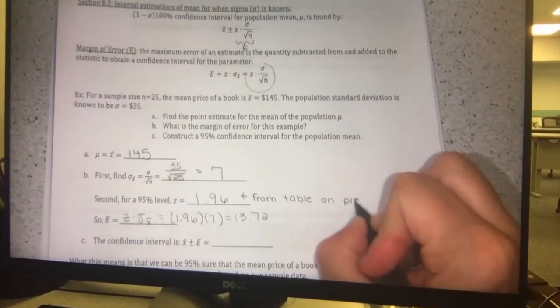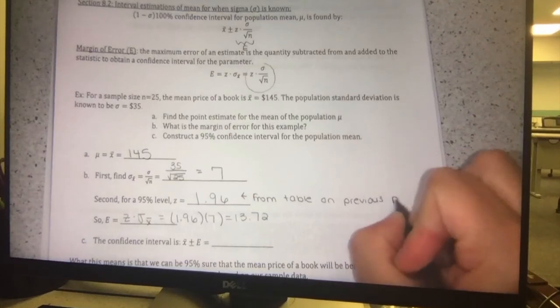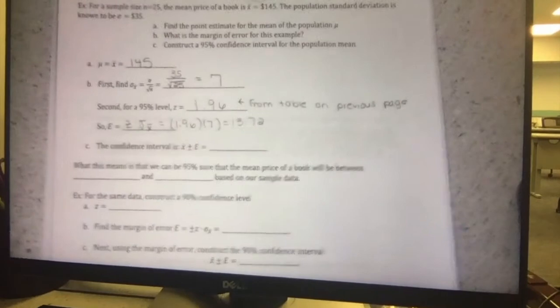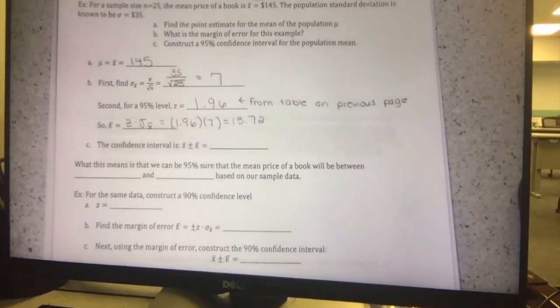This one, right, that's from the table on the previous page. That way whenever you go home and you're like, where did we get that number? That's how you knew. We didn't just pull it out of thin air. So that's kind of like the new part that we're doing.